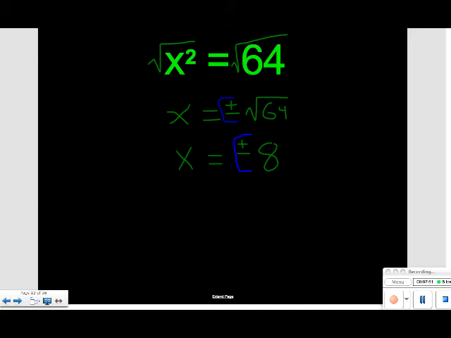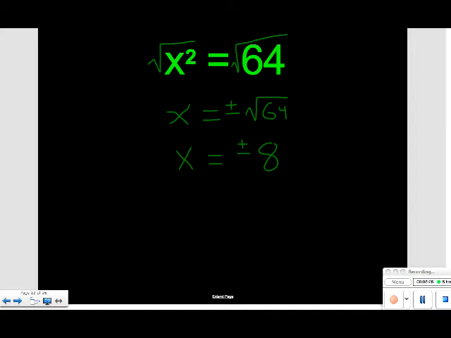The reason being is if you take 8 and square it, 8 times 8, you get 64. Okay. What if you do negative 8 times negative 8? Does that equal 64 as well? Yep, because two negatives multiplied together equals a positive. So negative 8 times negative 8 will get you 64 as well. So for the solution of x squared equals 64, if x was 8, 8 squared is 64. If x was negative 8, negative 8 squared is also 64.